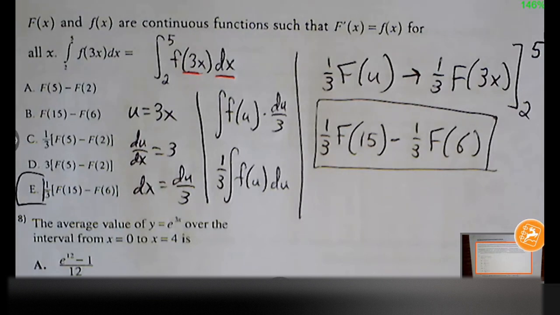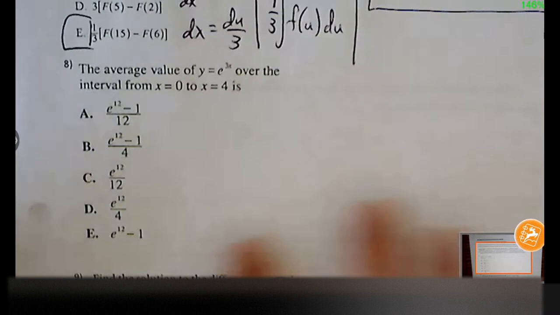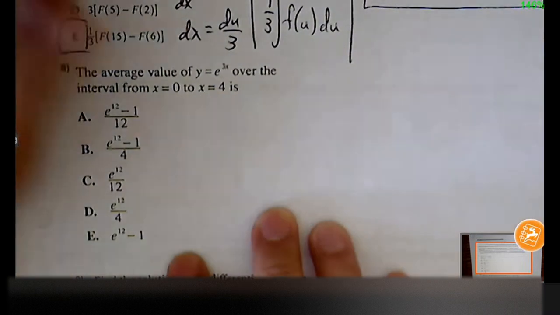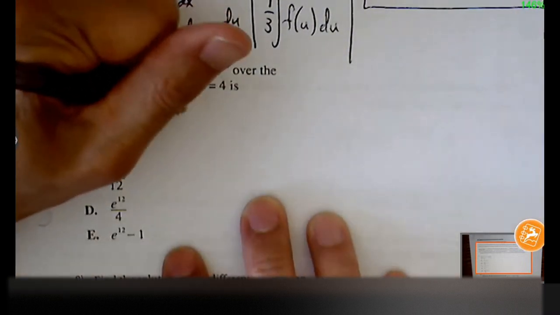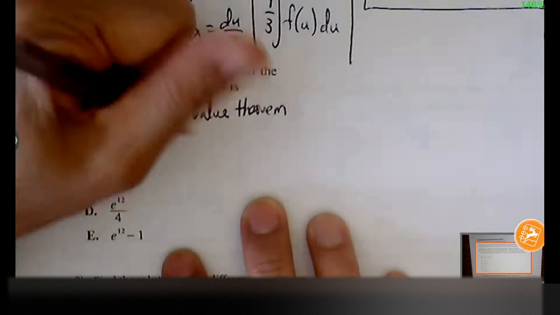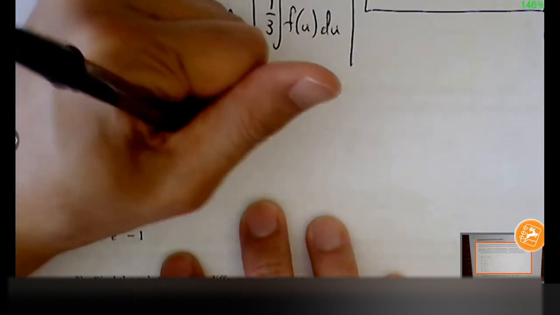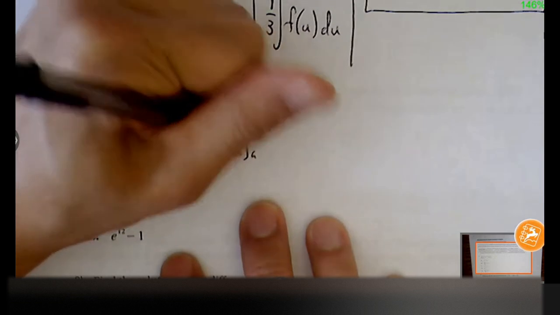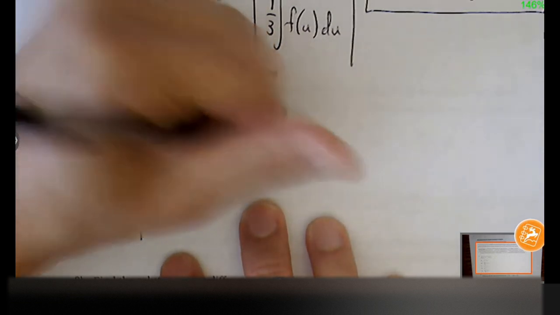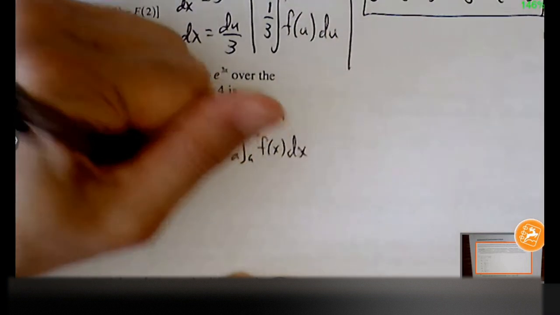All right, good so far? Okay. All right, number 8, average value. So average value, I'm thinking in terms of the average value theorem. My a and b values are 0 and 4, and I'm going to have to work this out by hand here.